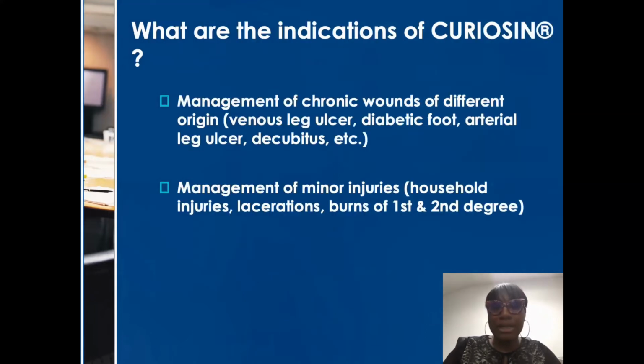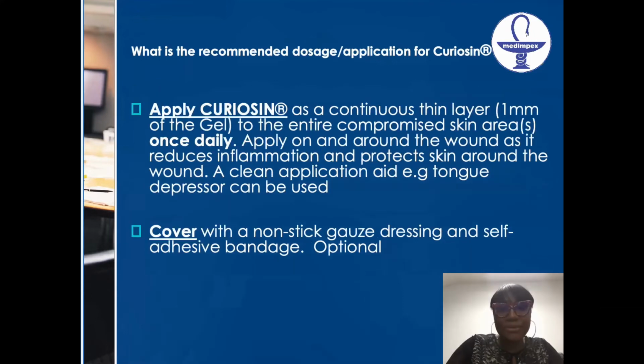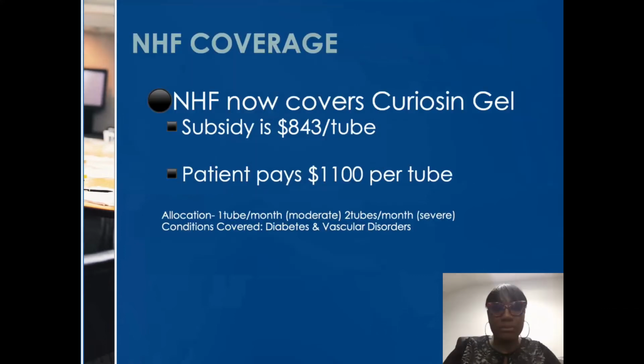Curiosin is used for the management of various types of wounds, such as venous leg ulcers, diabetic foot, arterial leg ulcer, and decubitus ulcers. It is also used for the management of minor injuries, such as household injuries, lacerations, and first and second degree burns. How to use? Complete debridement if needed by gently rinsing with 3% hydrogen peroxide or saline. Apply Curiosin as a continuous thin layer to the entire compromised skin area. It's recommended for once daily use.